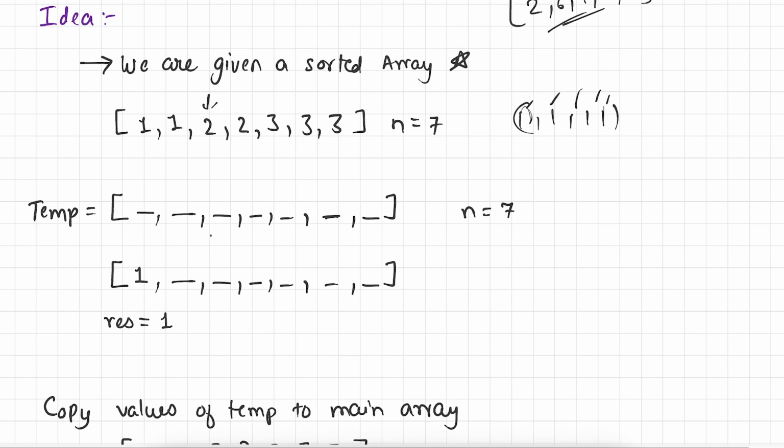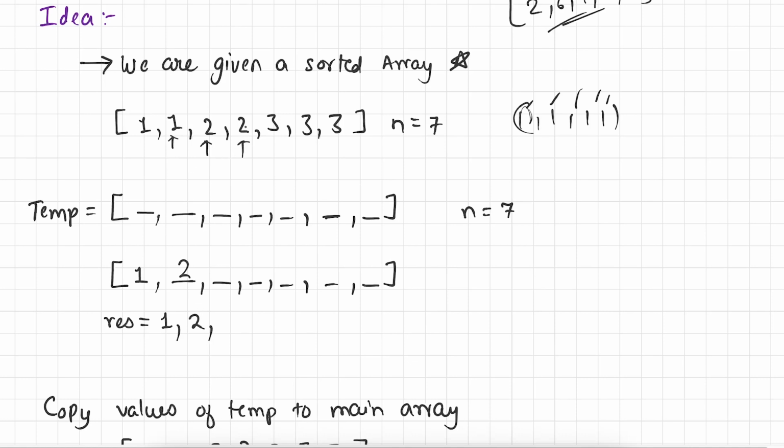And then we are going to traverse this array from the second element. And we are going to compare this element with the previous element. 1 is equal to 1. It means we do not want to include this element because this is not a distinct element. And then we move our pointer to the next element. Here we compare if 2 is equal to the previous element or not. This time 2 is not equal to the previous element. So we include 2 and we increment our result variable by 1. It becomes 2.